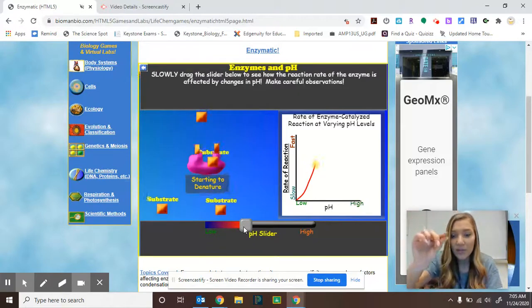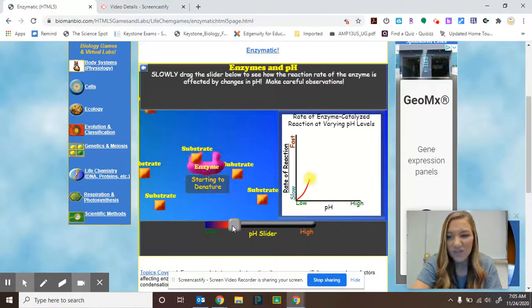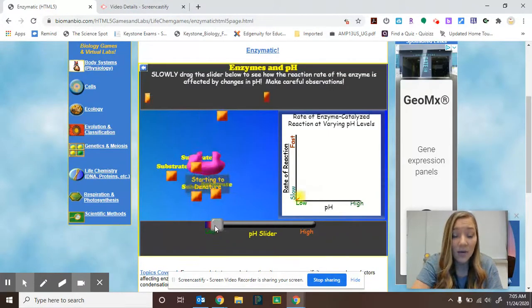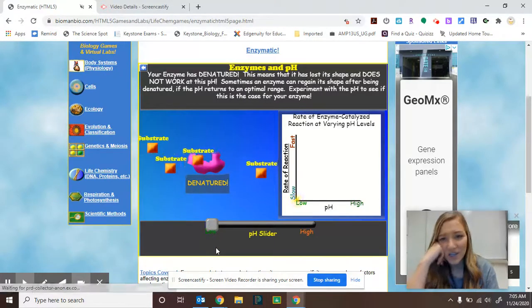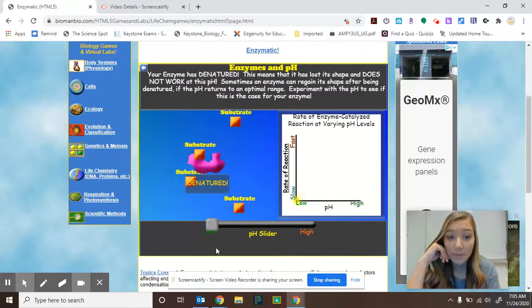The rate of the reaction is going slower as I make the pH lower because it's changing from the ideal pH. If I go all the way down, it starts to denature. Since our enzyme is denatured, it means it's lost its shape. It does not work at this pH at all.